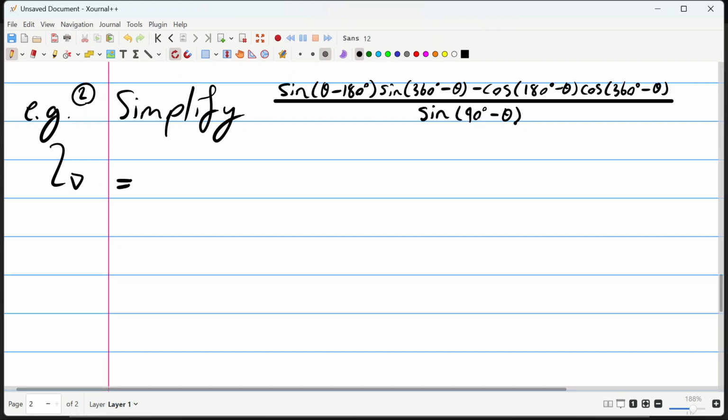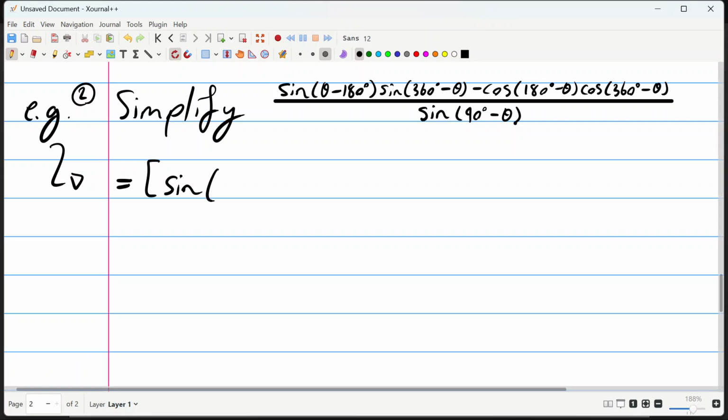This is equal to sine of theta minus 180 degrees, right? So we need to work with each of these individually, okay? So let's work with the first bracket, okay? Sine of theta minus 180 degrees. The reducing angle is not in the place it should be. So we need to change that. We need to make sure that it's in the first position, okay?